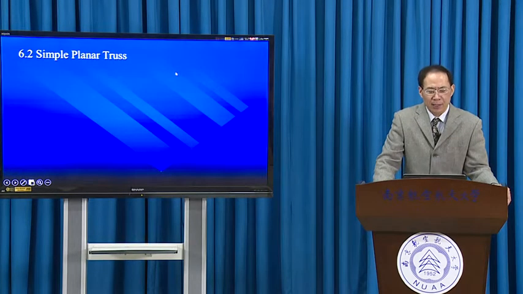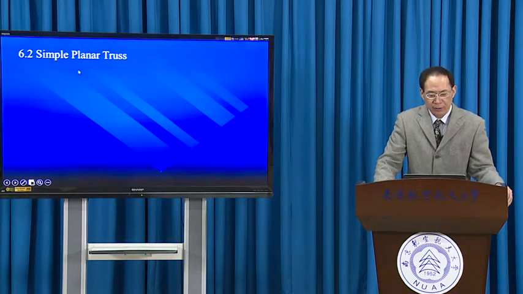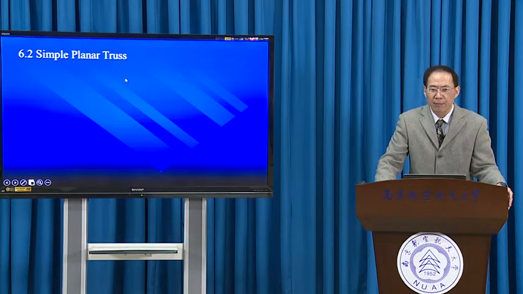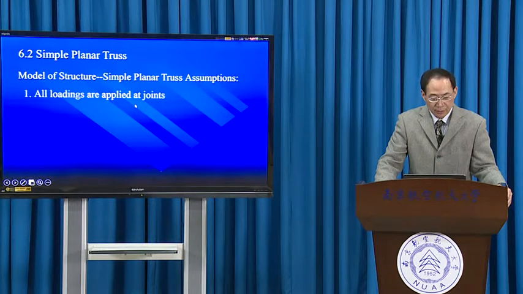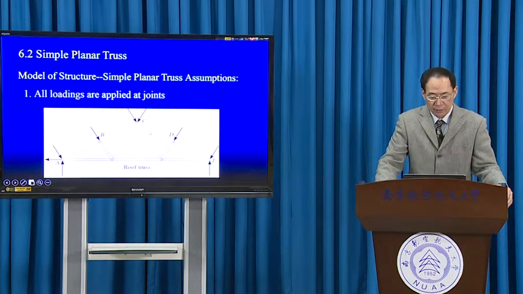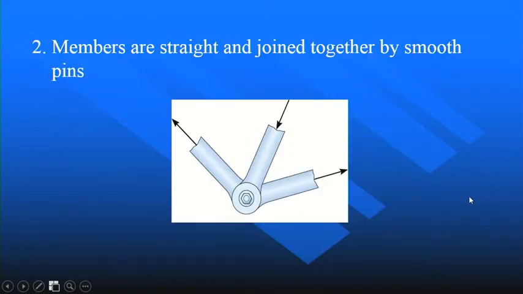Now the second section, 6.2, simple planar truss. This is a model. After the analysis of the geometric property and the load property, now we can form the simple ideal model for the truss. Model of structure, simple planar truss assumptions. There are several assumptions. First, all loadings are applied at joints. This we have already discussed.